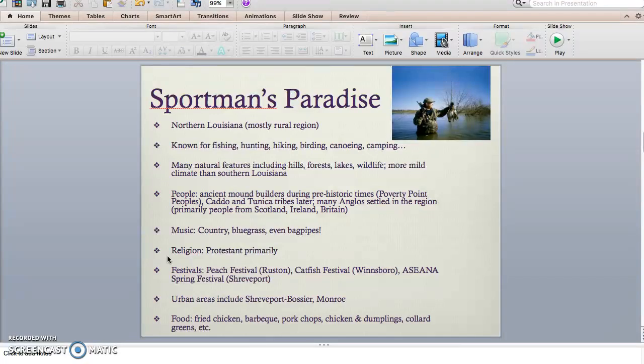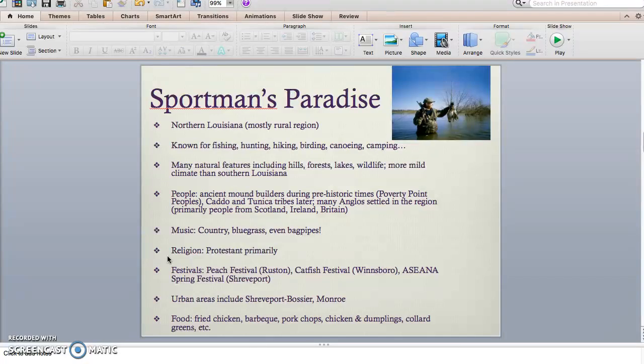Religion is primarily Protestant. What Protestant means is Christian, non-Catholic. So different sects might be Baptists or Methodist or Lutheranism would be Protestant. Okay, so it's any Christian religion that's not Catholic or Russian Orthodox.